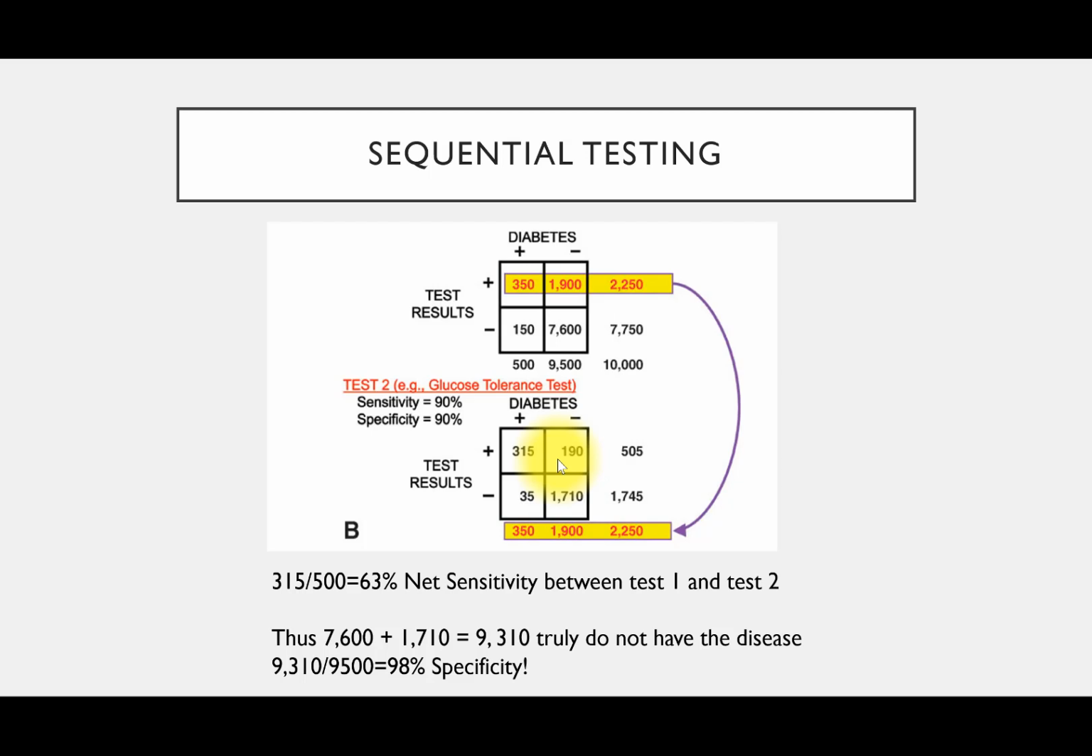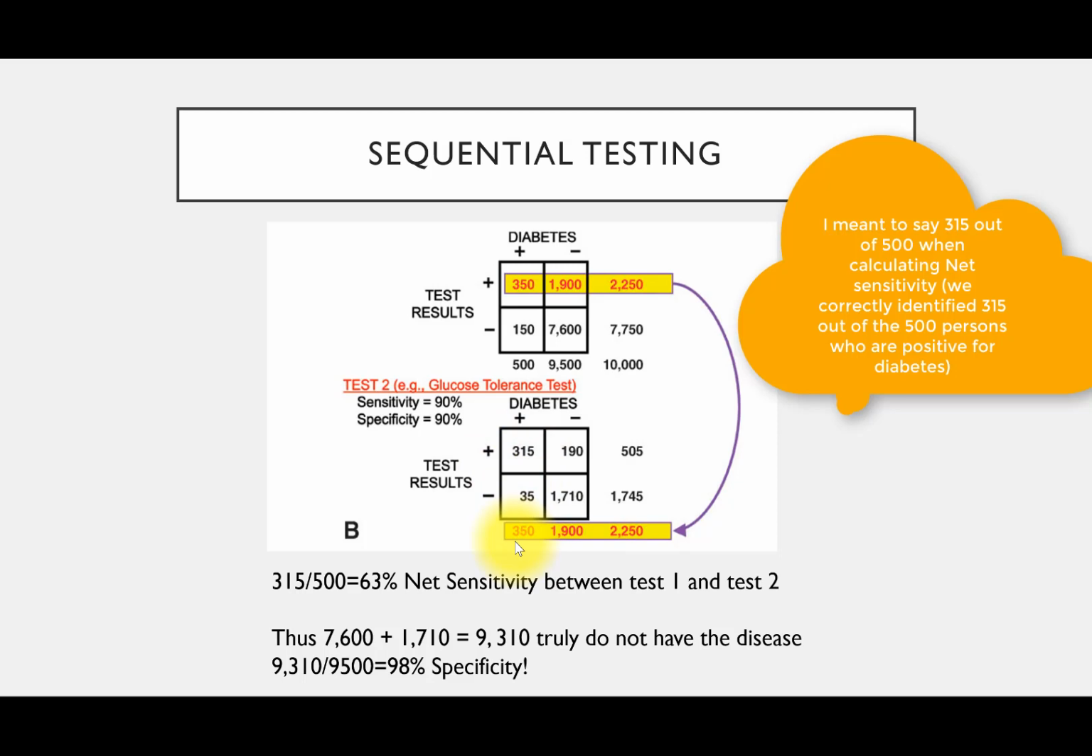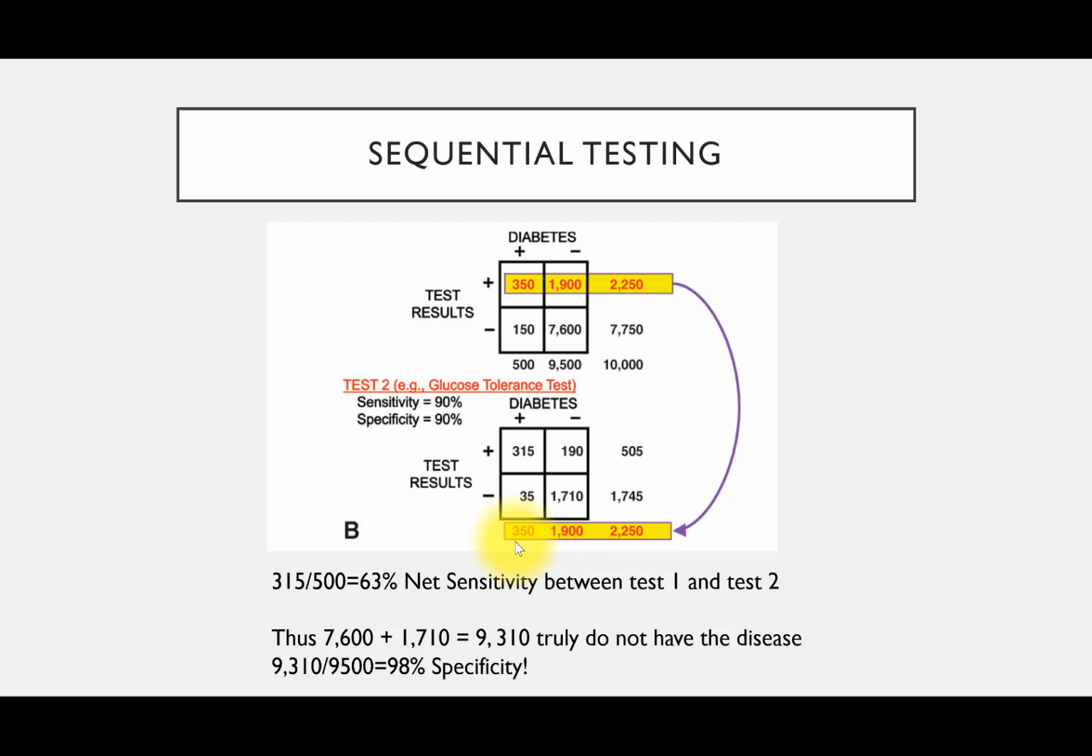So let's examine how the two tests combine, what is our net sensitivity and net specificity between those two. Out of the 500 people who have diabetes in the community, we were able to identify 315 to test positive after the second blood test. That means 315 out of the 500, that is a 63% net sensitivity. Thus, there is a loss in sensitivity by using both tests.